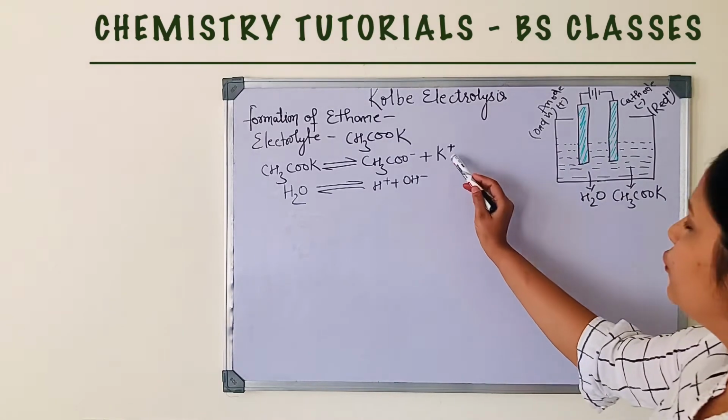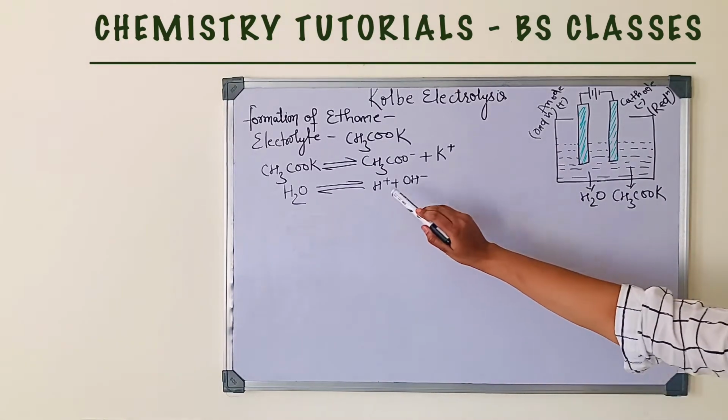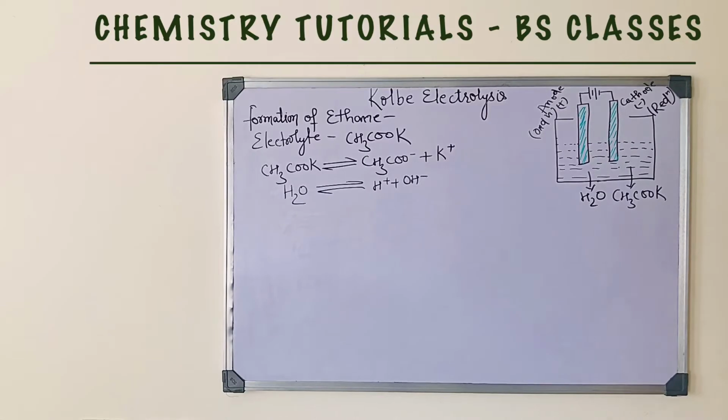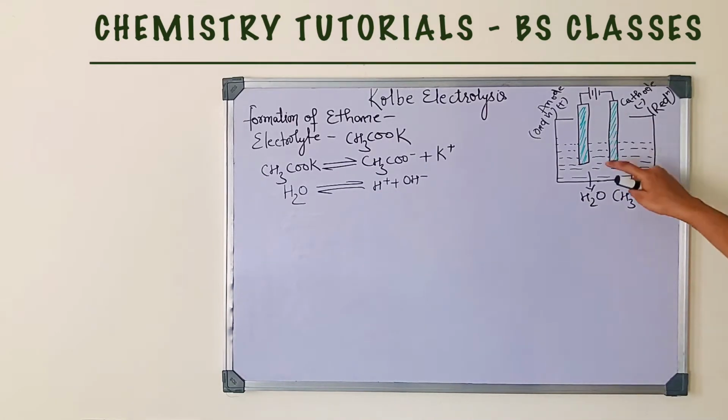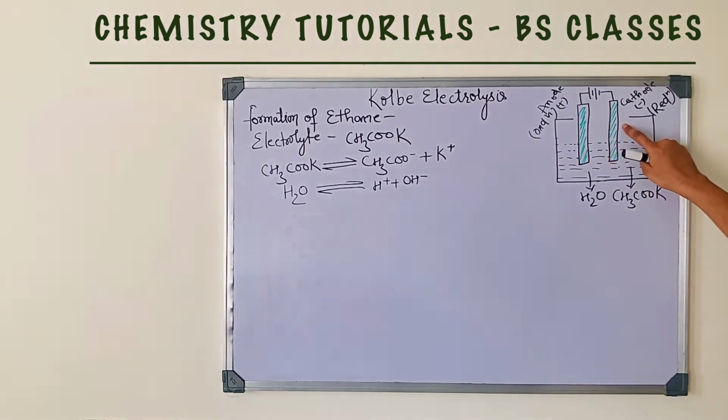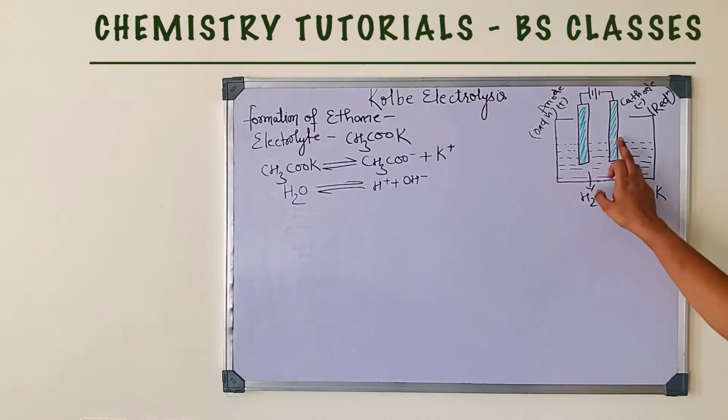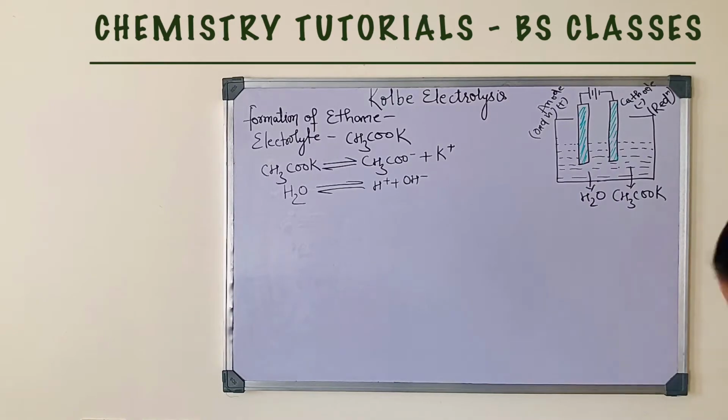Similarly, we have two positive ions, that is potassium ion and H plus, but the reduction potential of potassium ion is very high. That's why H plus is deposited on the cathode plate. That means at the cathode plate, the reduction of H plus takes place.